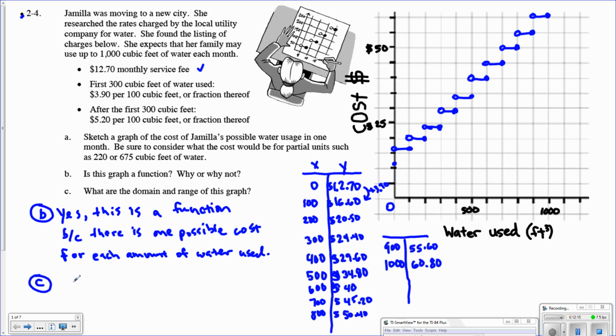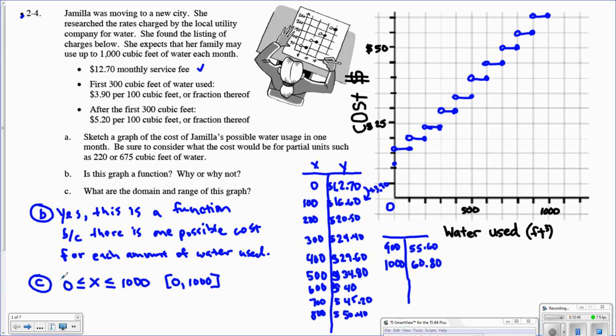So we could say x could be greater than or equal to 0 and less than or equal to 1,000. Or if you're doing interval notation, that would be a bracket with a 0, comma 1,000 with a bracket. Range, on the other hand, might be a little bit different.